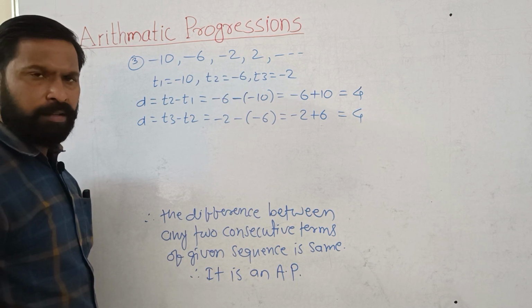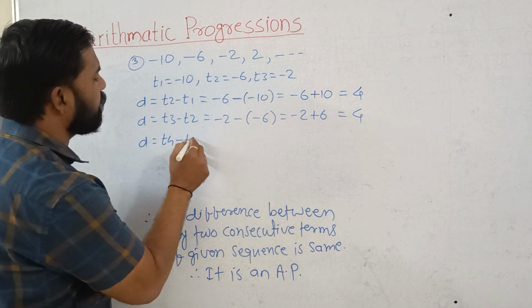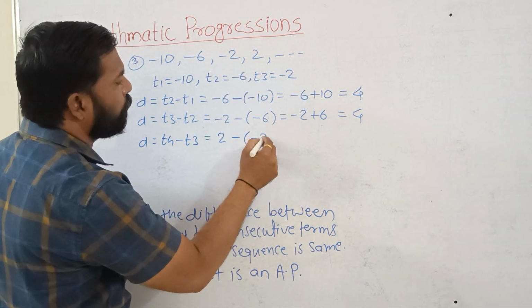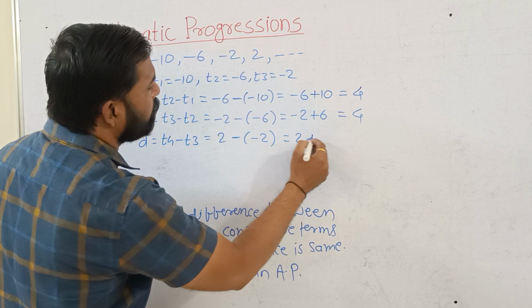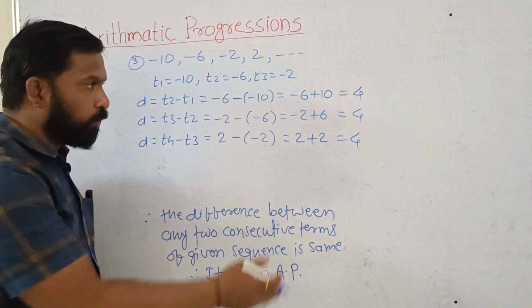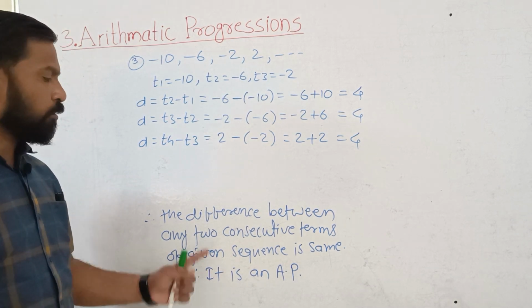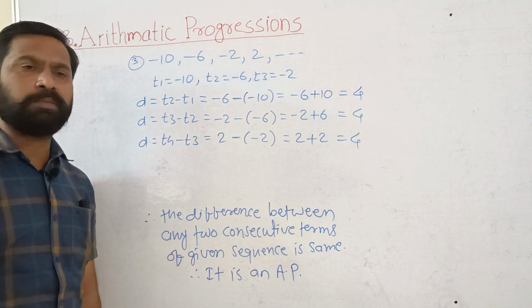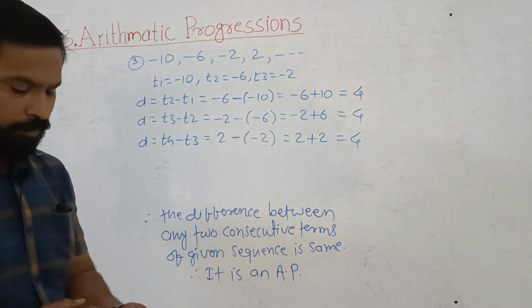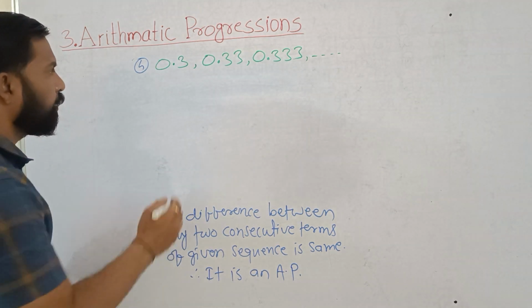Is it hard? No. Third one, D is equal to T4 minus T3. T4 is 2, I know. Minus of minus 2, 2 as it is, minus and minus gives plus, which is 4. What did you find? Again we found the difference is the same. So again the difference between consecutive terms is the same, and that's why it is an arithmetic progression. Now we are going to discuss the fourth question.